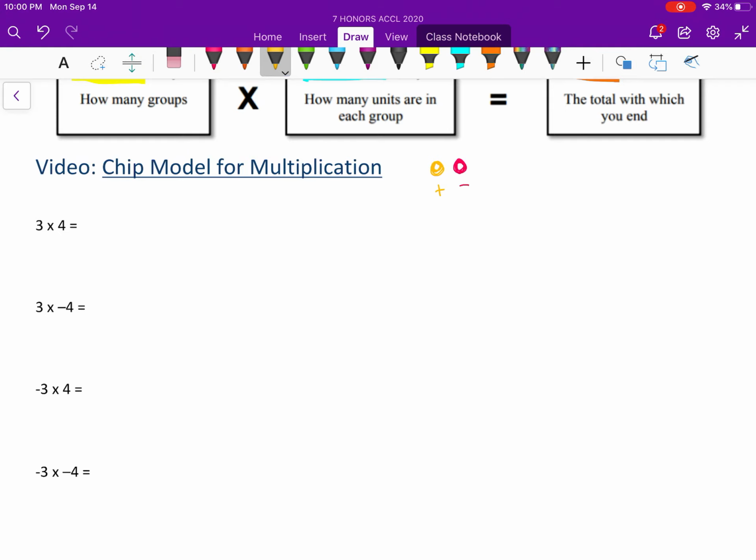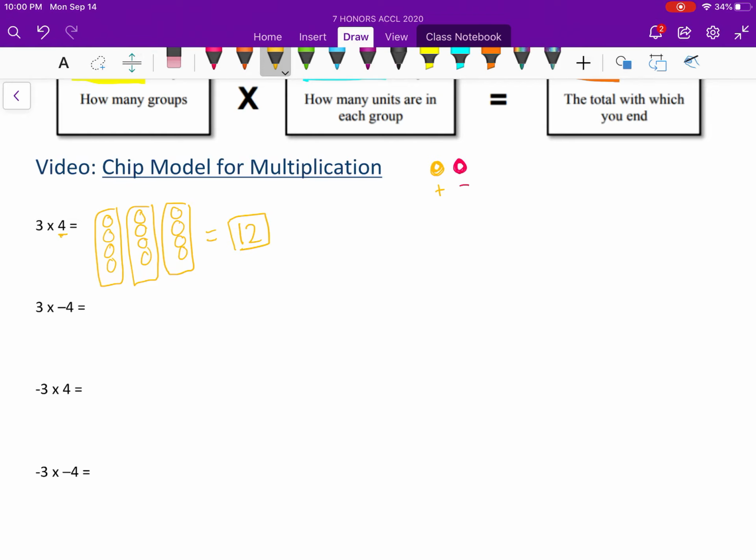So 3 times 4, that's saying that we have 3 groups. Okay, so 1, 2, 3 groups that each have 4 positive chips. So 1, 2, 3, 4. 1, 2, 3, 4, 1, 2, 3, 4 for a total of 12 positive chips.